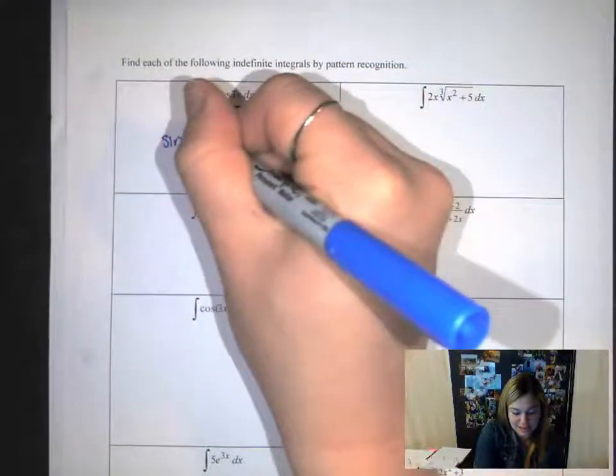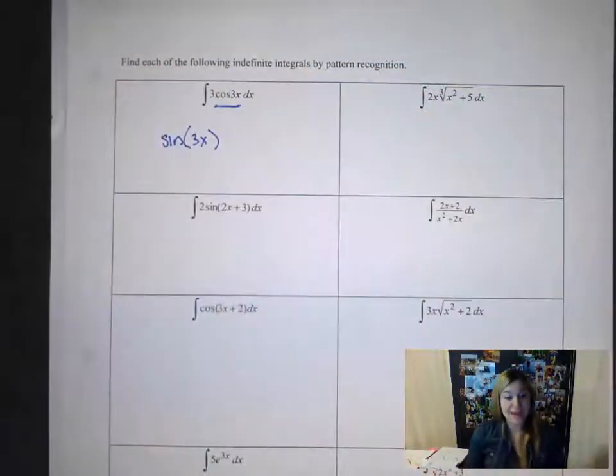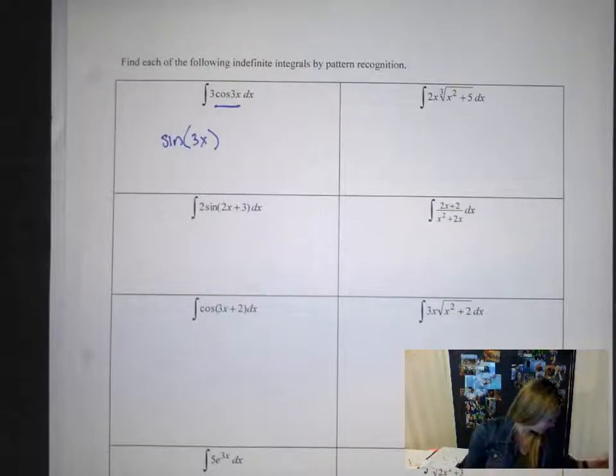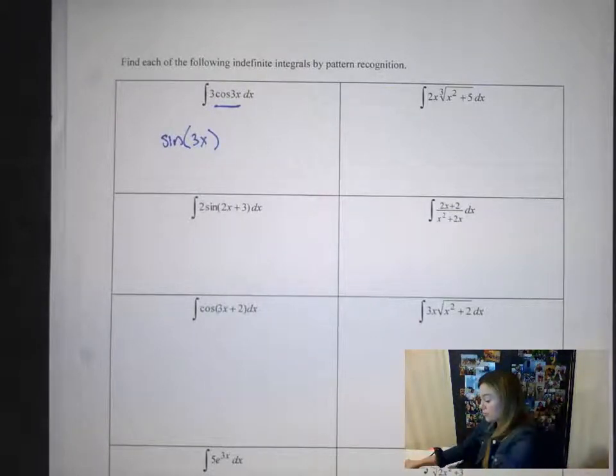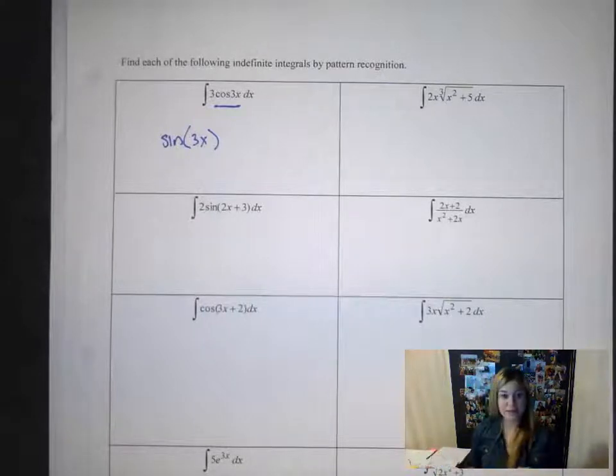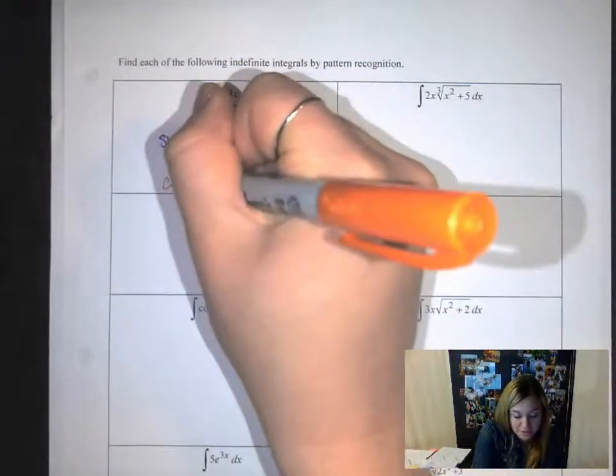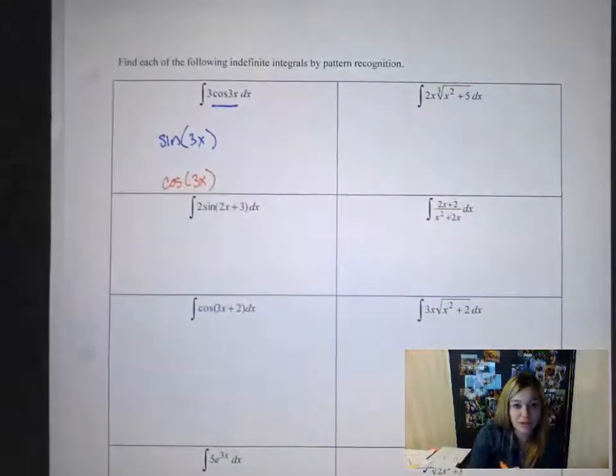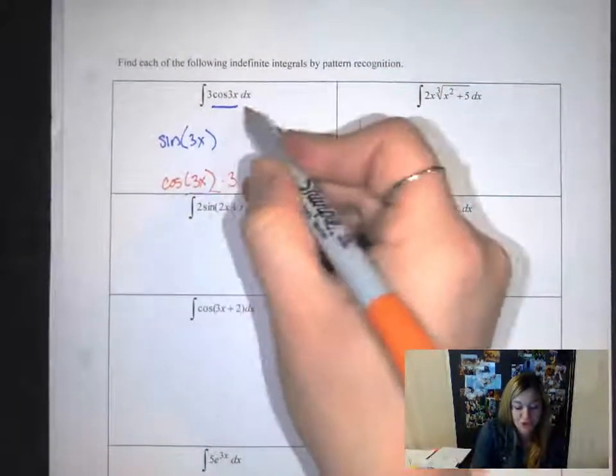So I'm going to treat this as sine of 3x. And then before I do anything else with this, like multiply by some number or divide this by 1/3, I'm just going to check my derivative. If I took the derivative right now, the derivative of sine is cosine, leave the inside alone, times the derivative of the inside. Hey, they match. Woo woo.